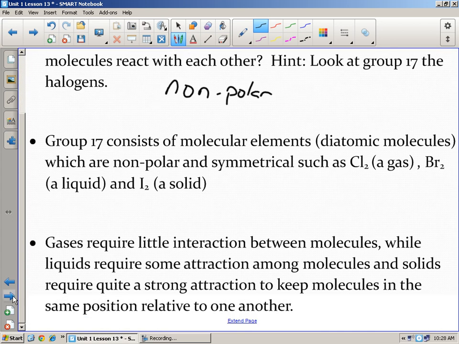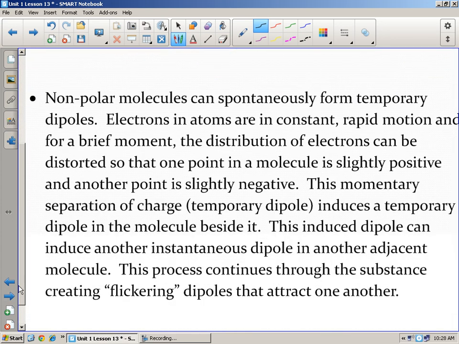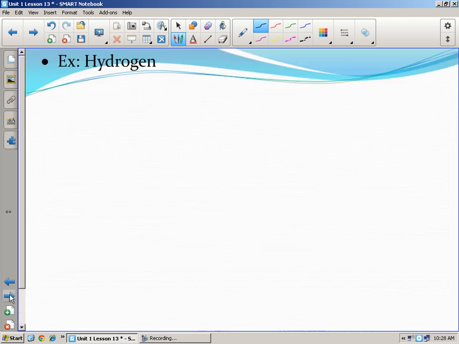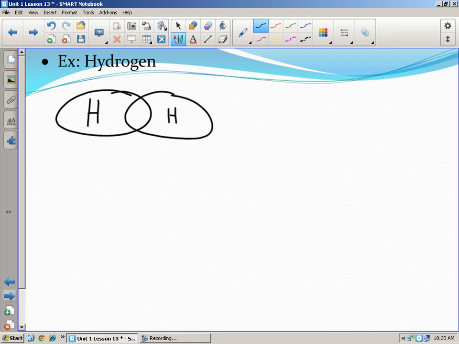So, we skipped through all this. If you want to describe London forces, it's basically in this paragraph right here, nonpolar molecules. The example I gave you yesterday was hydrogen, okay? Hydrogen is nice and easy because it's nice and small. You got two electrons that go around hydrogen. When they're here and they're here, well, that's fine. They're sharing equally, all that other stuff. But they go around and around in an orbit.